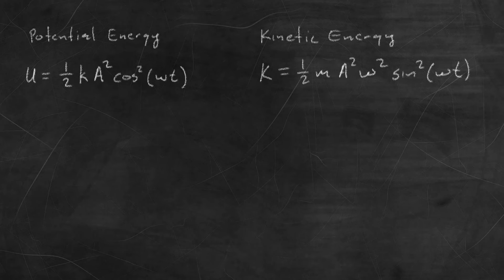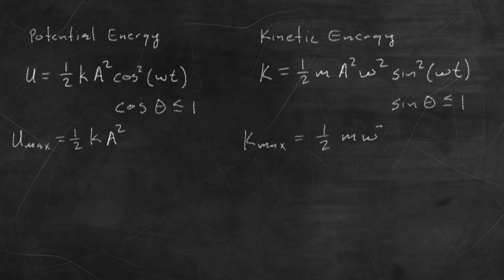What about the maximum energies for these? Note that the cosine function has a maximum of positive 1. Therefore, the maximum potential energy, Umax, can be written as 1/2 k A squared. Similarly, the maximum of the sine function is also 1, so the maximum kinetic energy, Kmax, can be written as 1/2 m omega squared A squared.